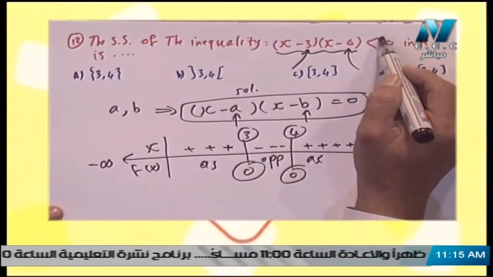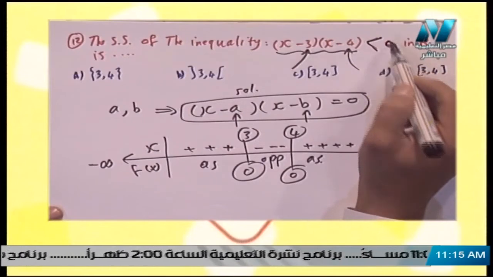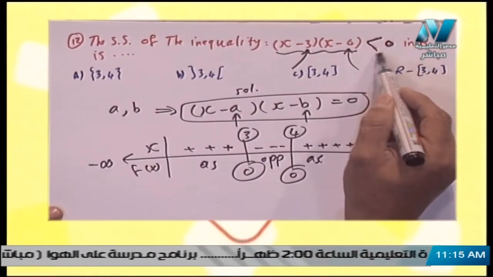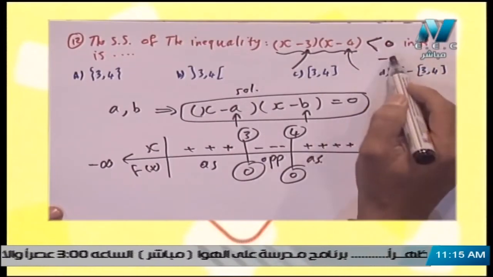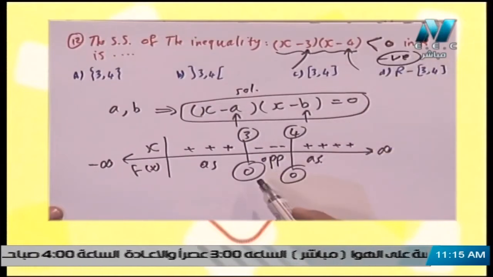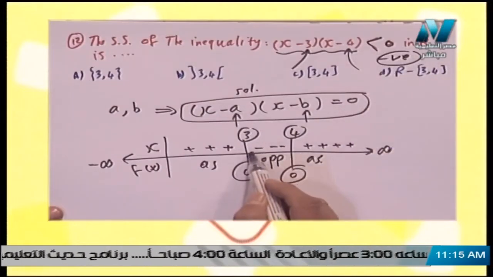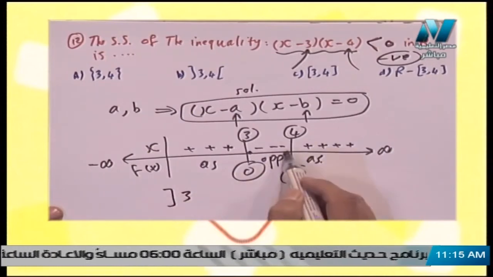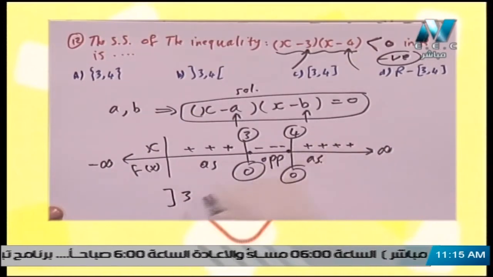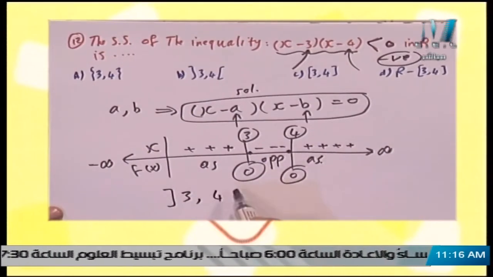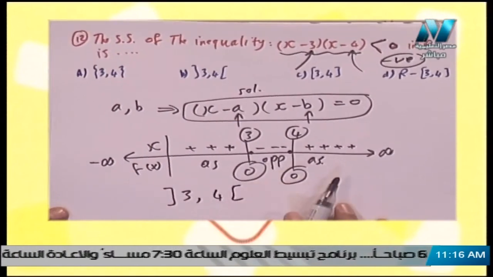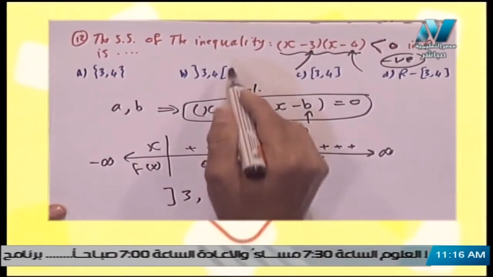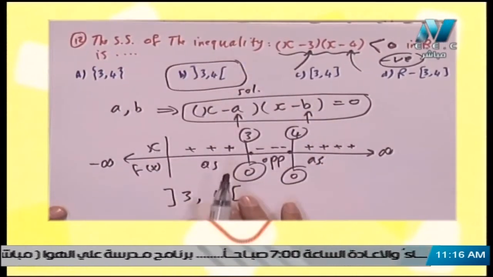And he wants me to find the solution set of the part less than 0. Less than 0 means the negative part. So the negative part starts directly after 3 and directly before 4. So the answer is 3 and 4, all of them open. Okay, let's move quickly to another question.